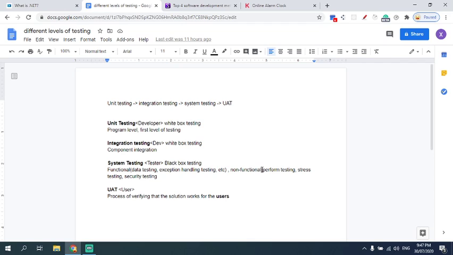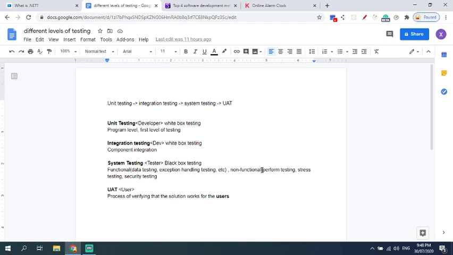So we have different levels of testing during the process of development. The first level of testing is unit test, the second level is integration test, and the third level is system test. And the last level is user acceptance test. Now I'm going to introduce all those test levels one by one, from the first to the last.